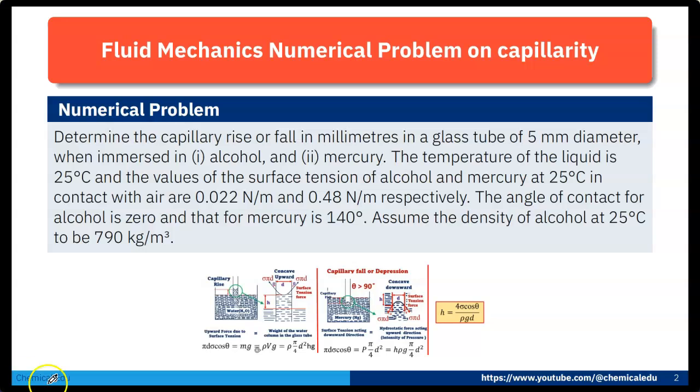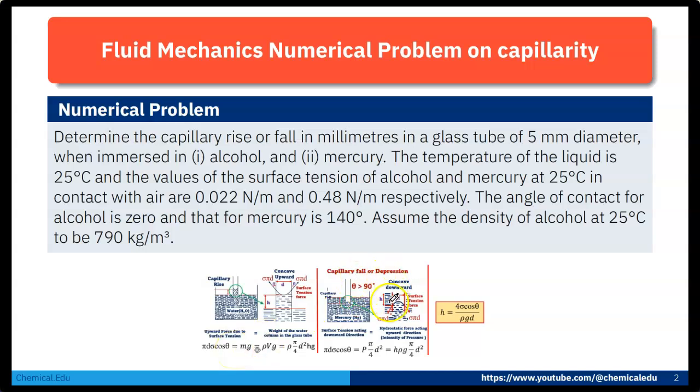Now here two pictures are given. One picture is capillary rise, another picture is capillary fall. So for capillary rise, the upward force due to surface tension is equal to the weight of the liquid column in the glass tube. From that, we can easily calculate the capillary rise H. So that is 4 sigma cos theta by rho g d.